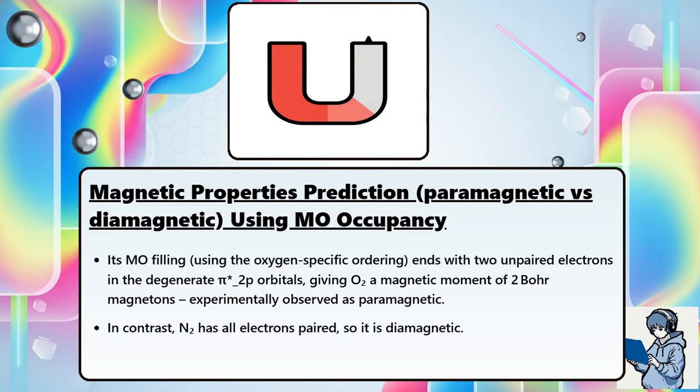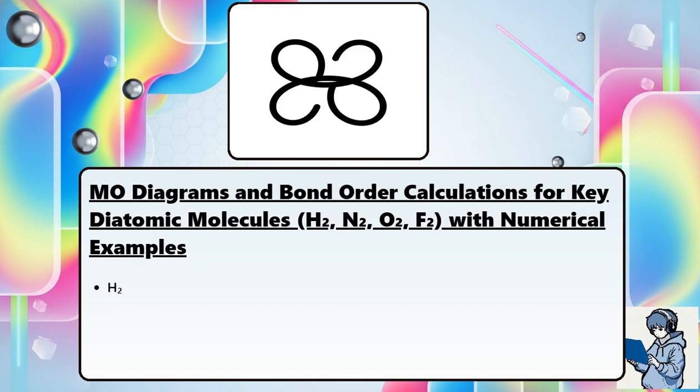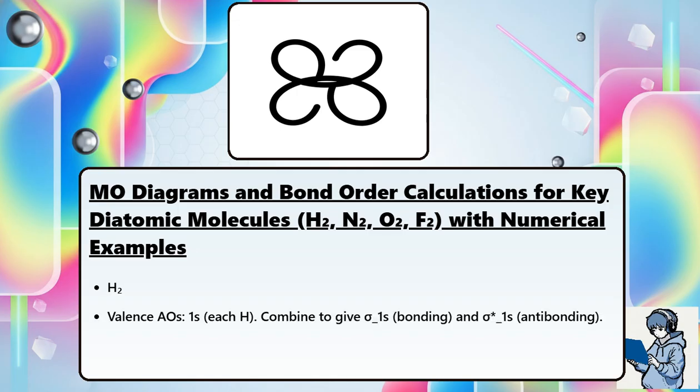In contrast, N2 has all electrons paired, so it is diamagnetic. This MO-based magnetic prediction matches experimental observations far better than the older valence bond view, which could not explain O2's magnetism. H2. Valence AOs: 1s each on H combine to give sigma 1s bonding and sigma star 1s antibonding.